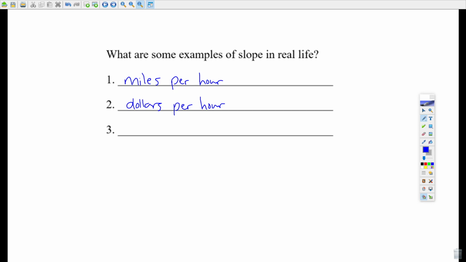Maybe you could say dollars per year. Whenever you go to the gas station, you would check out. They charge you per gallon, so I mean how much money you pay per gallon. So a lot of these things, when you have the word per, that usually means it's a rate. It's one thing over the other.